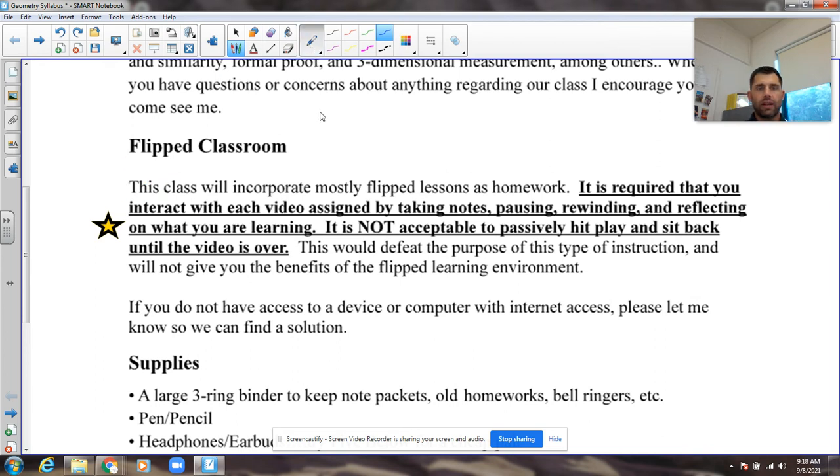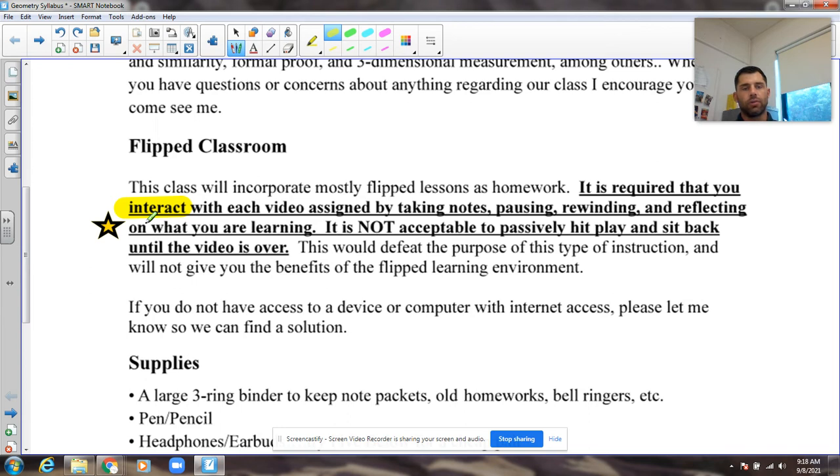And the key words that I have here are interact with the video. So you're not just going to hit play and then mute the video and then go do your other homework or watch TV or have dinner. You're going to interact with the video. So take notes, pause, rewind, like we did with the origami activity in class. Sometimes it's hard to keep up with me. Sometimes you get a little behind, but you're going to interact with the video.